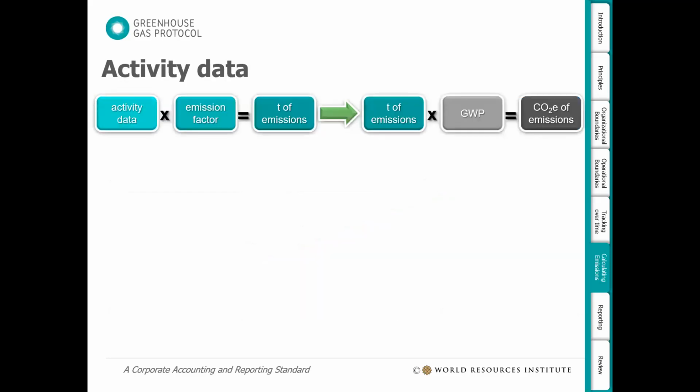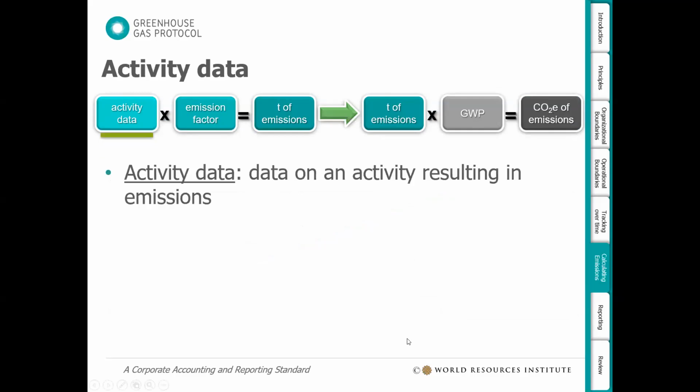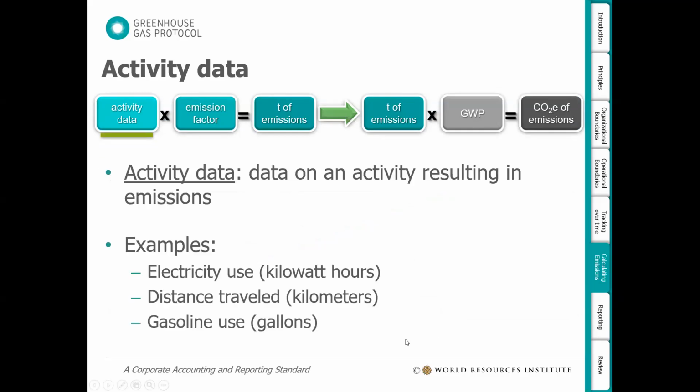Activity data are simply data on activity that results in emissions. Examples of activity data are varied, and common examples include electricity use, measured in kilowatt hours, say, distance traveled, measured in kilometers or miles, and gasoline use, measured in gallons, for example.